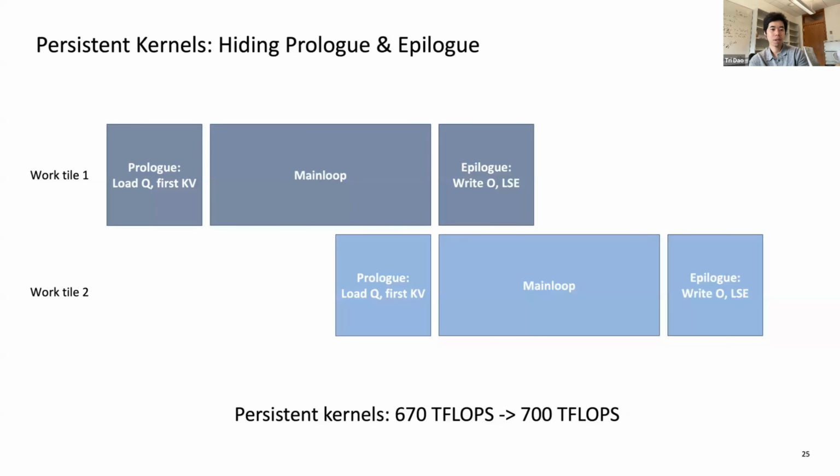So with this style of persistent kernel, you can improve the speed from around 670 to 700. It's also useful in a bunch of other cases that I'll talk about. So that's one more advanced technique.